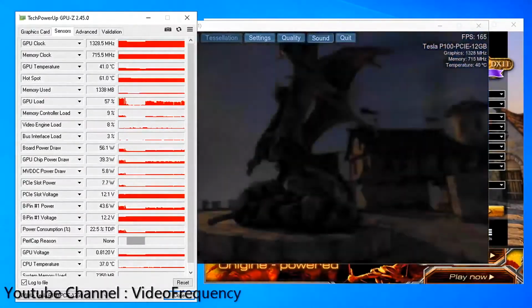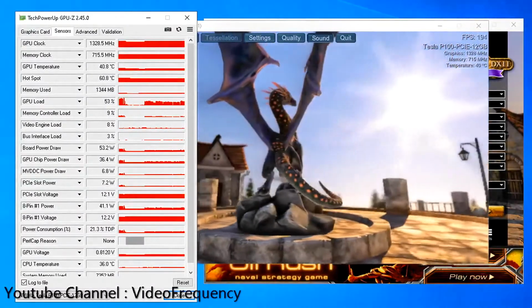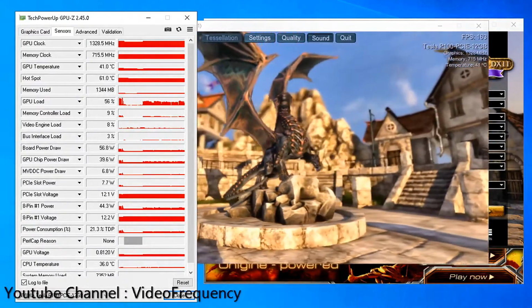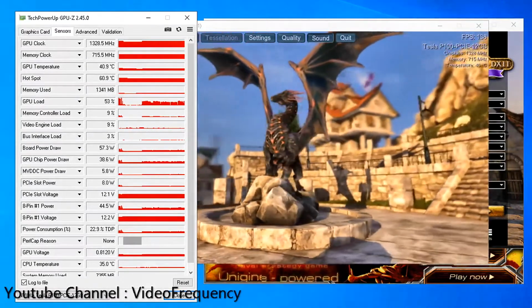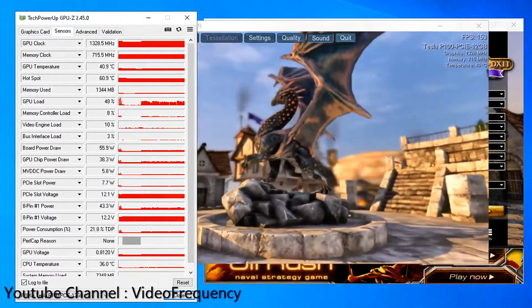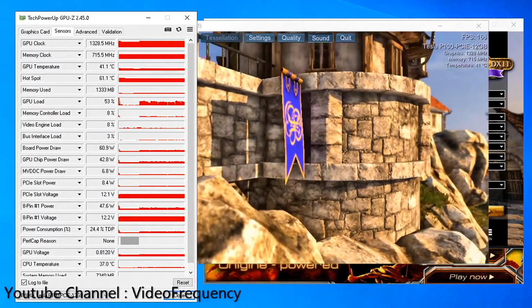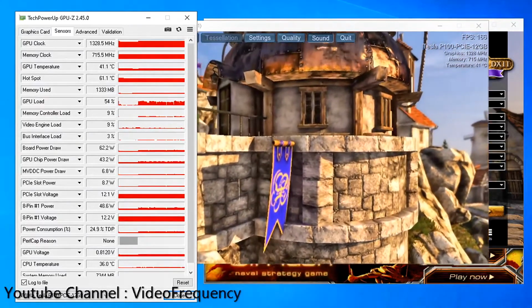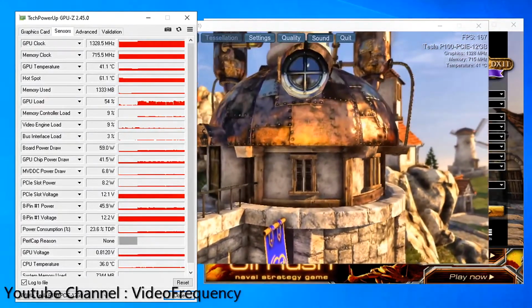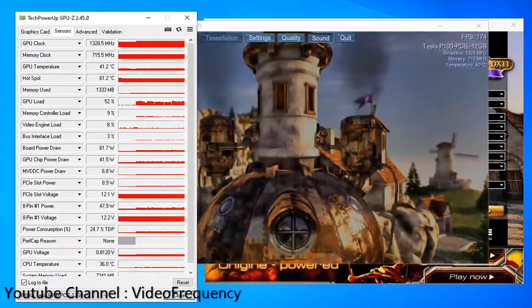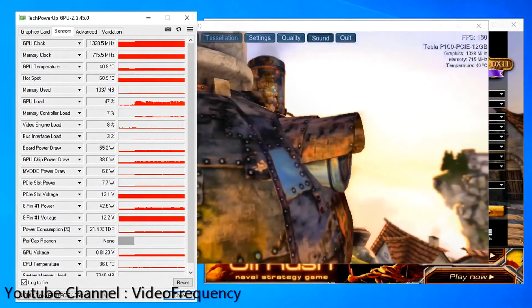Look at that, 200 frames per second. It's pretty impressive. We're still running at 41 degrees. It's only using 50% of the GPU, and we're still at 25% of the rated power, which is fantastic for a card which is this old.